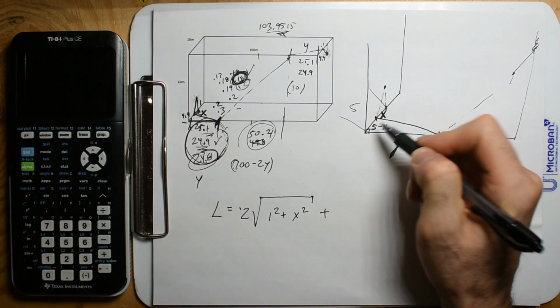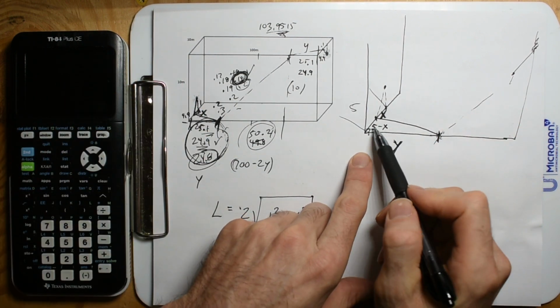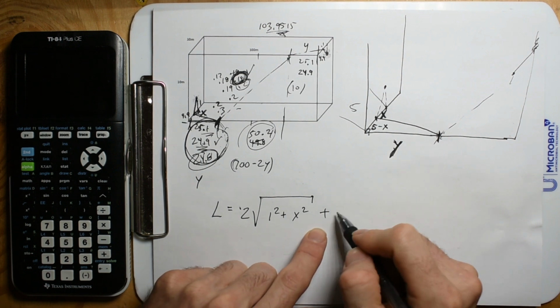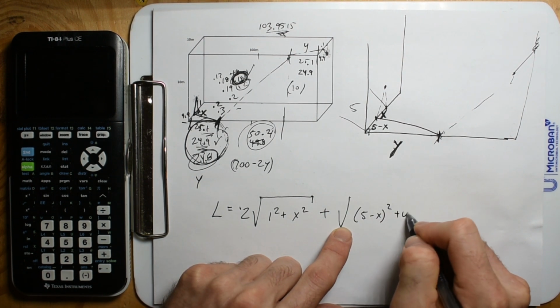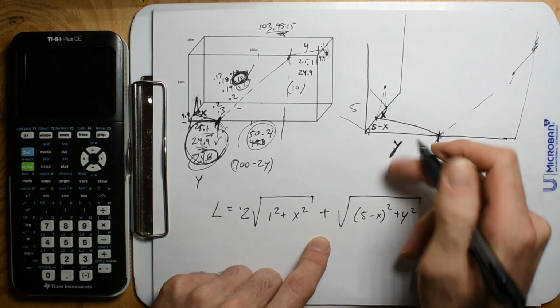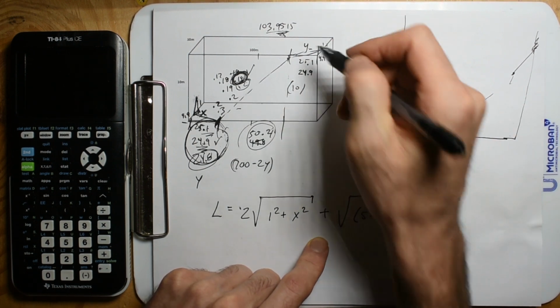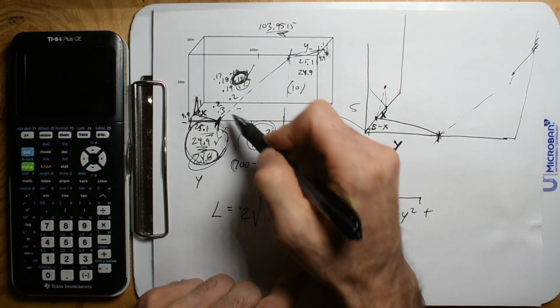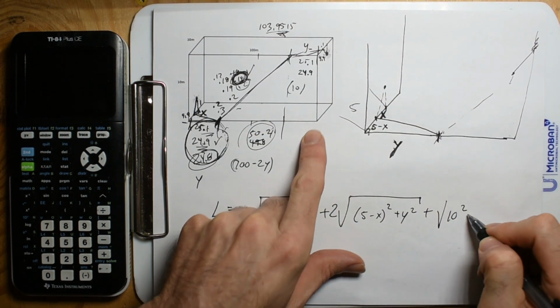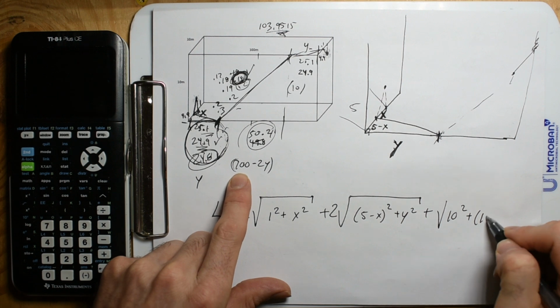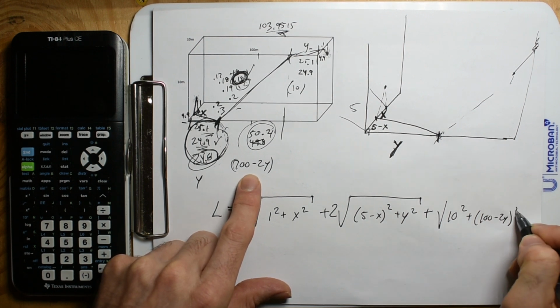So this triangle, this is the 90-degree triangle. It has a side of 5 minus x and y. So we're going to have 5 minus x squared plus y squared. Okay, hell yeah. And we're going to have 2 of those because this is the same triangle. Okay, and now we have this triangle. It has a dimension of 10, so we do 10 squared plus, and then we have 100 minus 2y squared.